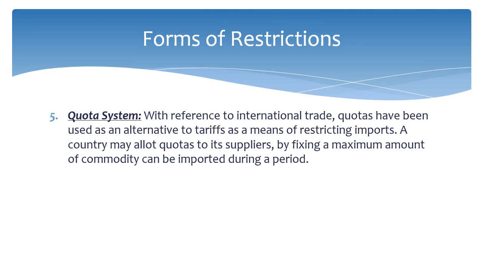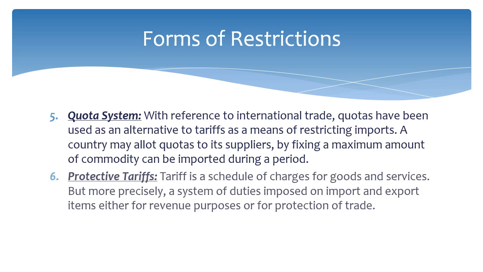5. Quota system. With reference to international trade, quotas have been used as an alternative to tariffs as a means of restricting imports. A country may allot quotas to its suppliers, by fixing a maximum amount of commodity that can be imported during a period.